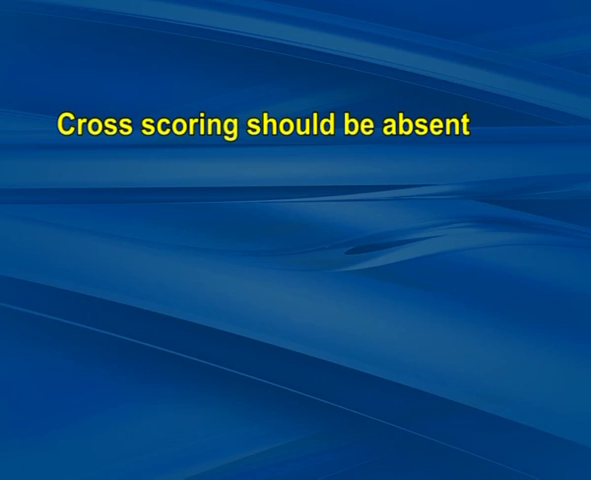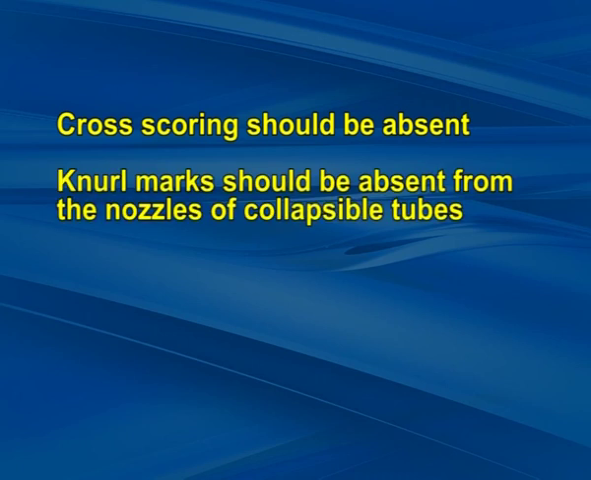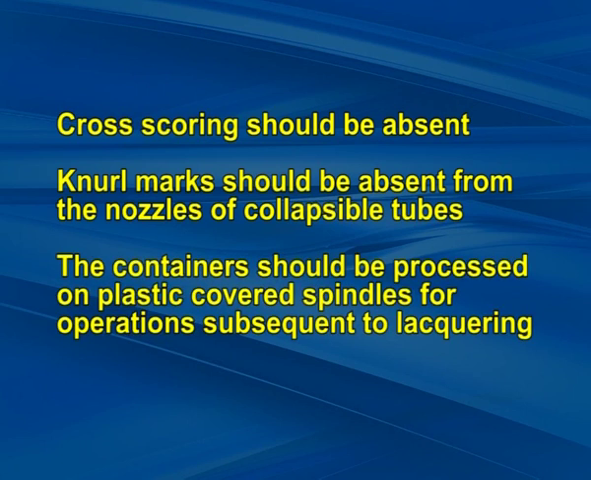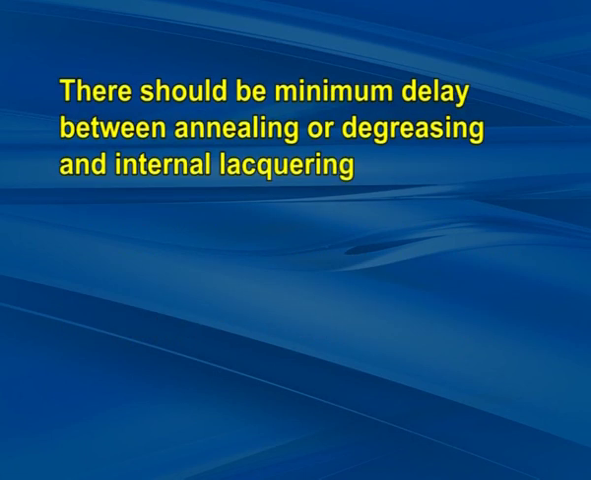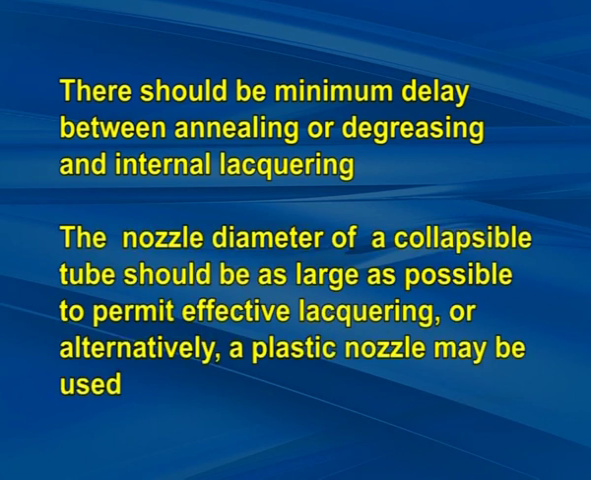Cross scoring should be absent. Nozzle marks should be absent from the nozzles of collapsible tubes. The containers should be processed on plastic covered spindles for operations subsequent to lacquering. There should be minimum delay between annealing or degreasing and internal lacquering. The nozzle diameter of a collapsible tube should be as large as possible to permit effective lacquering, or alternatively a plastic nozzle may be used.